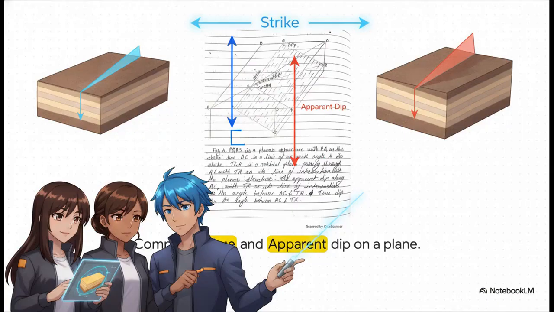Think about how the geometry works here. If you have a tilted plane of rock and you cut straight down through it, perfectly perpendicular to the strike, you see the true dip. But if you make a vertical slice that intersects the rock at an acute angle, not a right angle, the resulting tilt along that specific cut is the apparent dip. It gets visually flattened out.